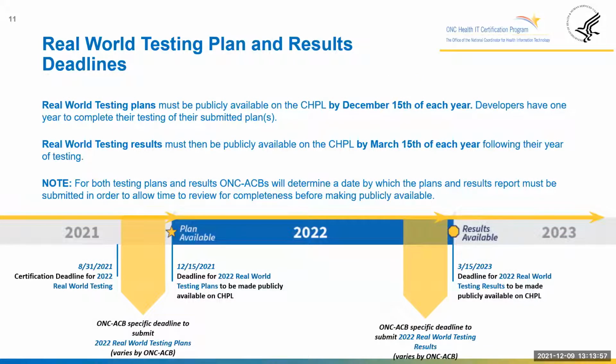Okay, so this is just basically a recap of the plan results and deadlines. As mentioned, every year, real world testing plans must be made available on Chapel by December 15th. Every year, real world testing results must be made available on Chapel by March 15th. And for both plans and results, ONC ACBs determine the date by which you need to have those to them in order for them to conduct their completeness reviews before they're made publicly available on Chapel. Next slide, please.